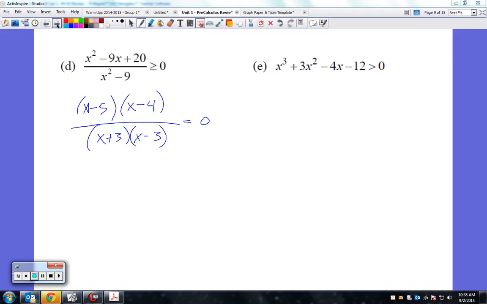Yes, the removal as well, they come into play, but basically if they're on the vertical, if they're on the denominator. This one is numerator and denominator. Alright, so let's figure out the top. X is equal to what? 5 and 4. And the bottom? Negative 3 and 3.